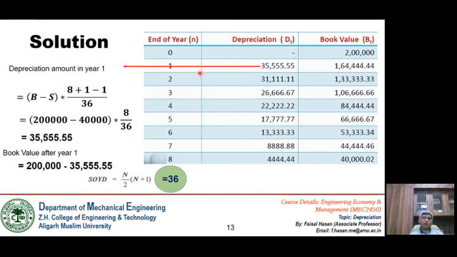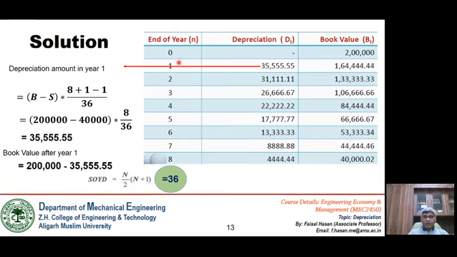But in this method, as we have already said, these methods are accelerated methods. So there will be a higher deduction in the initial stages and less deduction in the later stages. So again, book value minus salvage value. The initial book value is given as 2 lakhs and the salvage value is given as 40,000. So B minus S is 2 lakhs minus 40,000.